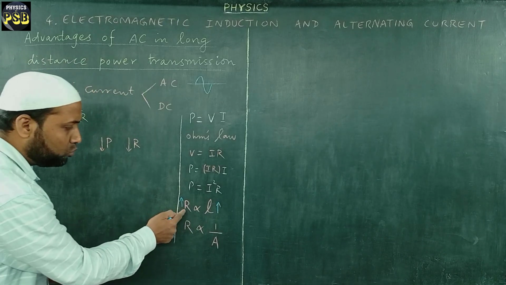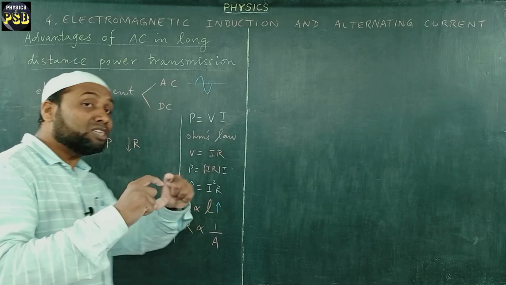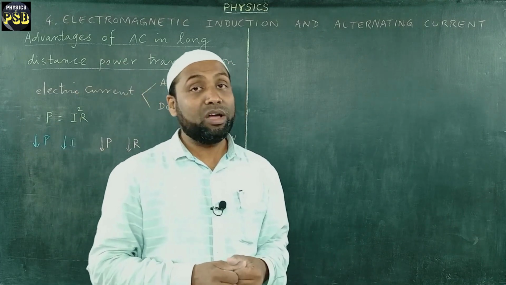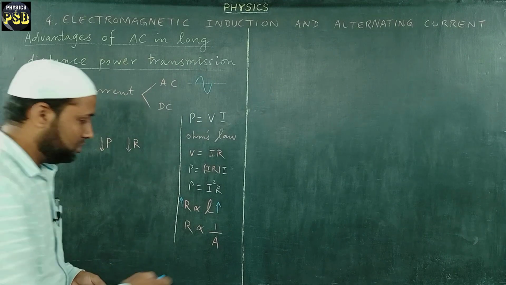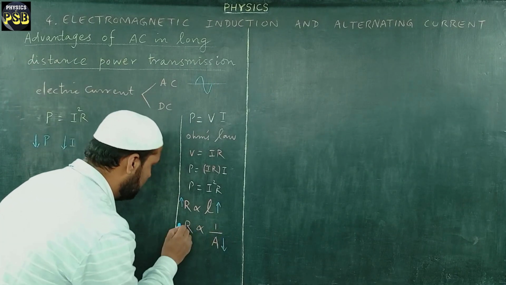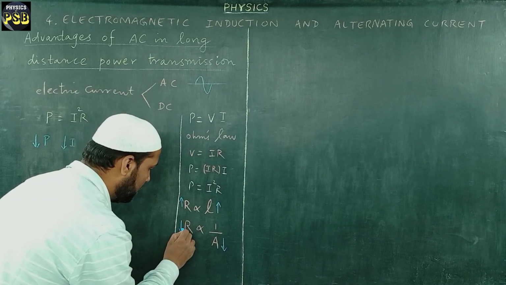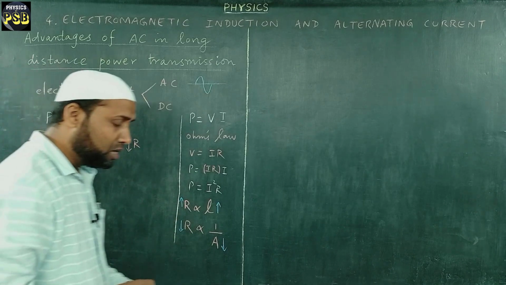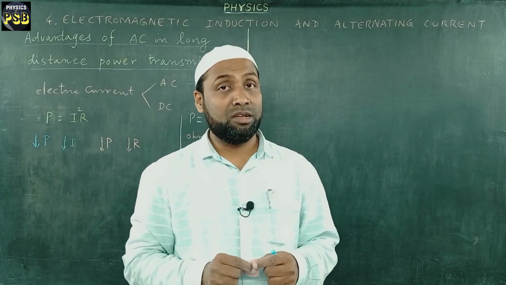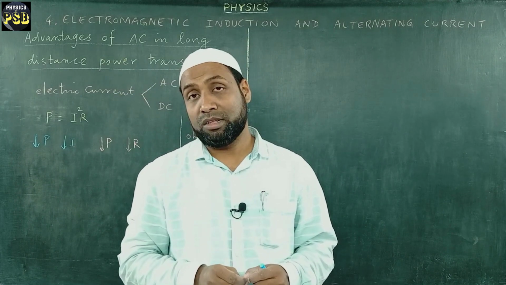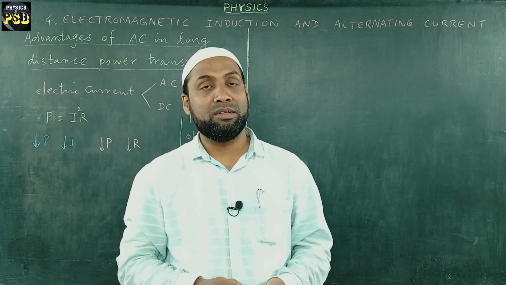So to reduce this, we need to increase the thickness of the wire or cable used in the transmission. So if we reduce this, the R value will reduce. But if you want to increase the thickness of the wire used, then the cost will increase.